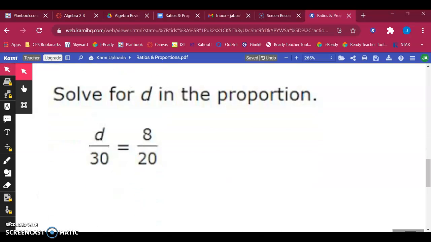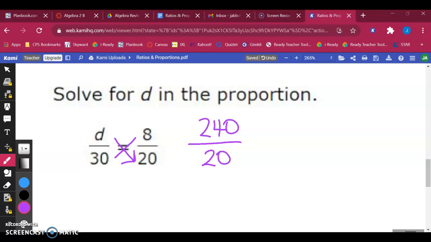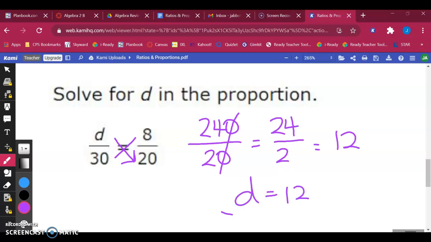And for the last one here, no shortcut. 30 times something that's 20, not going to work out for us. So we're going to have to cross multiply. So 30 times 8 would be 240. And then divide by what's across from the variable. So I'm going to divide by 20. Since they both end in zeros, I'm going to cross those off, so reducing. And then I have 24 divided by 2, which would give us 12. So D equals 12 in this case.